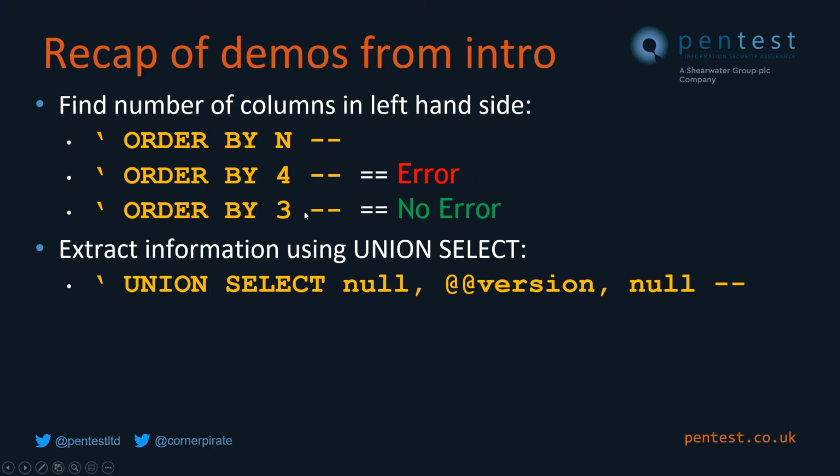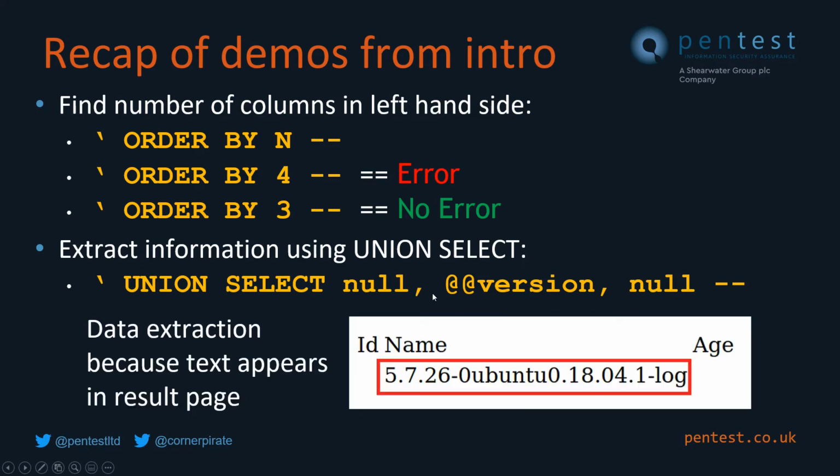Then you can perform a union select. So union select null, some sort of piece of information, and null, that would return the version number of the database, and that's exactly what the demo showed. That means that you have data extraction because text appeared in the results page. Because the text appeared in the result page, this version got echoed back, we can directly extract text using the union select technique. Now, here's where we go a bit off-piste.